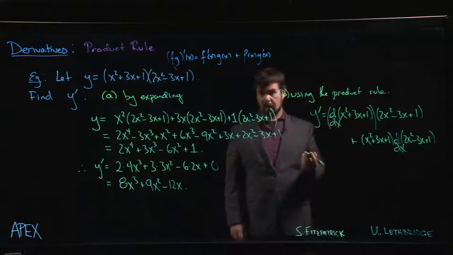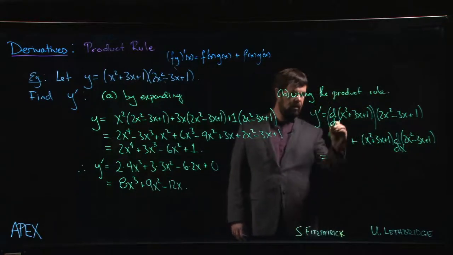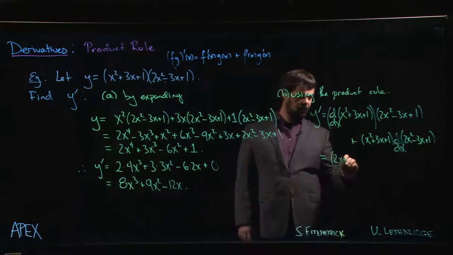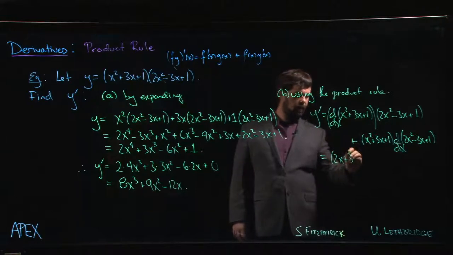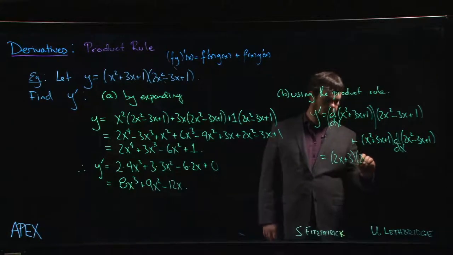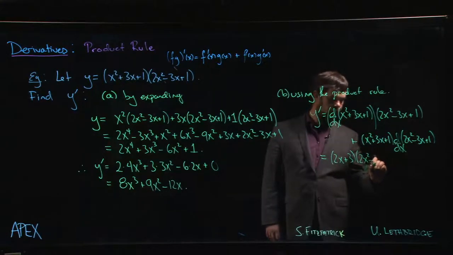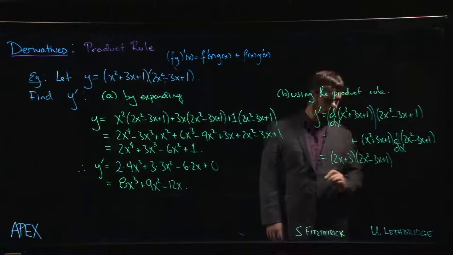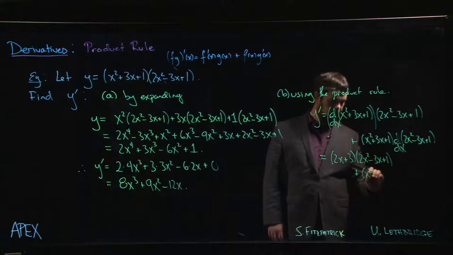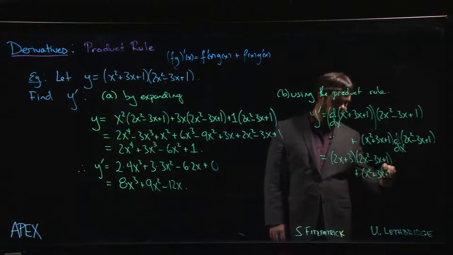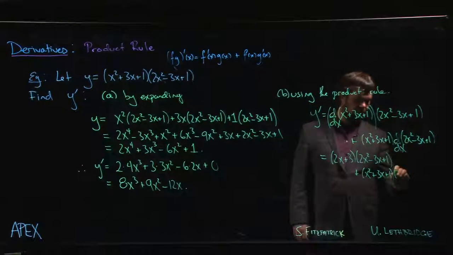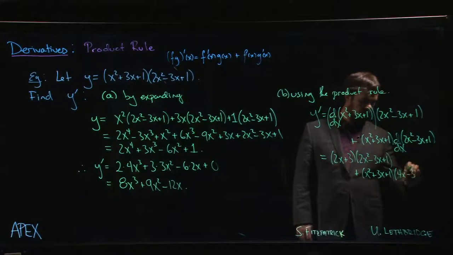Okay? And now we carry out those derivatives. So y prime is going to be, the derivative of x squared is 2x. The derivative of 3x is simply 3. And the derivative of 1 is 0. It's a constant. 2x plus 3 multiplied by 2x squared minus 3x plus 1. Okay, plus our second term, x squared plus 3x plus 1, times the derivative of 2x squared, which is 2x times 2, so 4x minus 3.